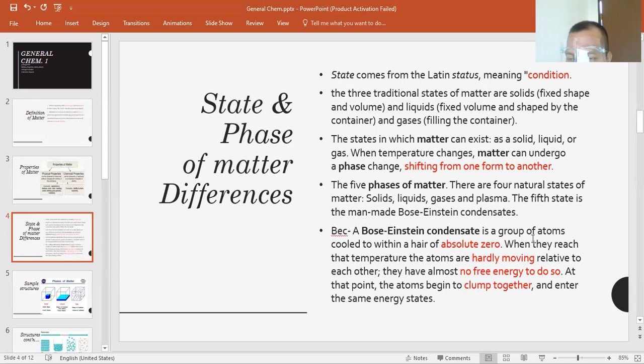A Bose-Einstein condensate is a group of atoms cooled to within a hair of absolute zero. When they reach that temperature, the atoms are hardly moving relative to each other. They have almost no free energy to do so. At that point, the atoms begin to clump together and enter the same energy state. Okay?